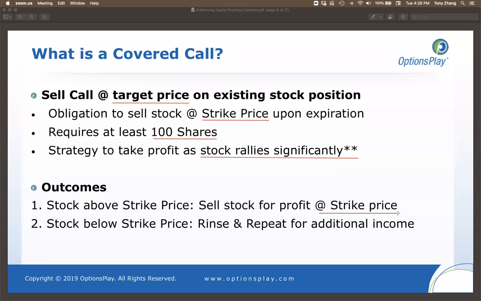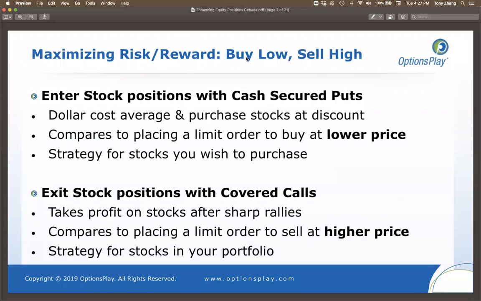However, if the stock is below the strike price, that's when you can, again, rinse and repeat the strategy for additional income. That's how you start building an income stream on the stocks that you own. These are your assets that are sitting in your account. You can generate yield off of that by selling covered calls. This is really why you should consider utilizing this strategy for all the stocks that you currently own in your portfolio. So with that, just a quick recap before we move on to a real example.